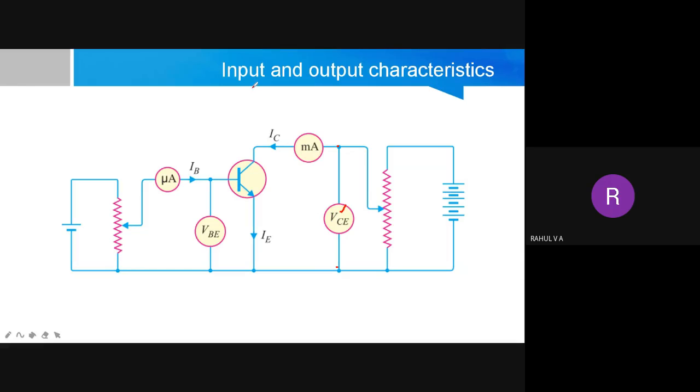Okay, first, as I said earlier, this circuit has two sections: this is the input section and this is the output section. Since we are plotting output characteristics, we need to concentrate on the output side. To note down the values of IC and VCE, first we will keep IB equal to 0 microampere.